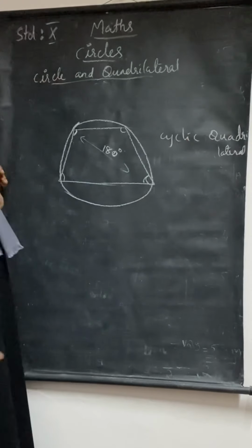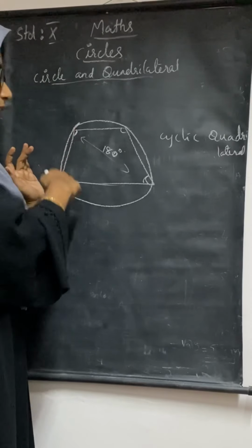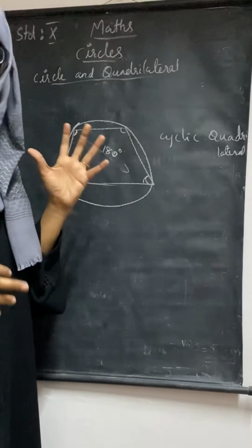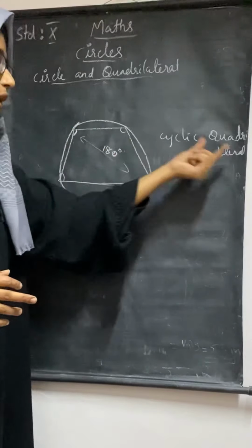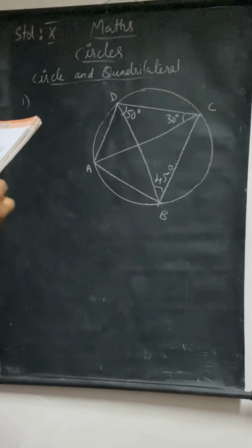What do you mean by cyclic quadrilateral? It means that if a circle can pass through all the 4 vertices of a given quadrilateral, then that type of quadrilateral is called a cyclic quadrilateral. Next problem, page number 59.